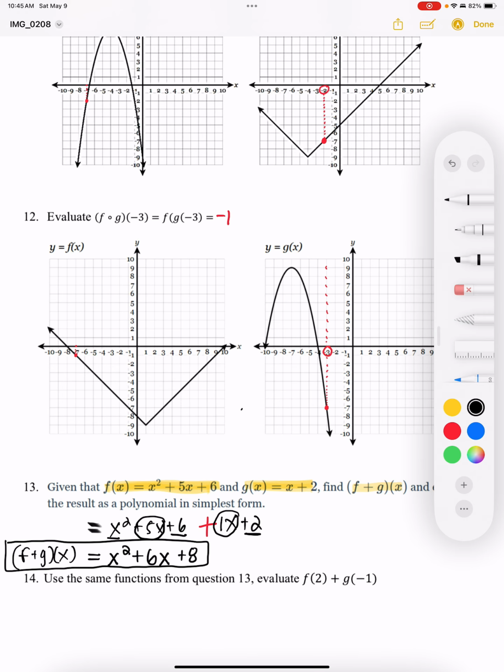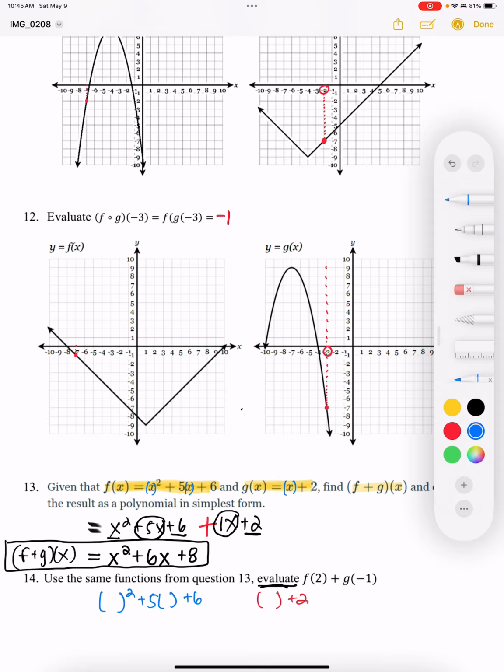And then for 14, it says use the same functions, but evaluate. Evaluate now means you would get an answer, like the final answer is like 2 or 10 or something. F of 2, so you're going to go to F and plug in the number 2. And then at G, you're going to plug in the number -1, and then you add those together. So for F, I'm going to put parentheses there. And then for G, also parentheses. So for F, we're going to put the number 2. So 5 parentheses plus 6. And then for G, I'm going to put the number -1 into there.